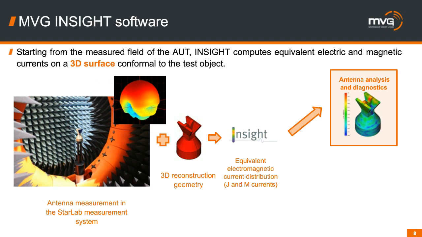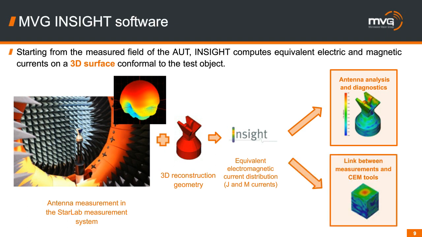Insight is able, starting from near-field or far-field measured radiation patterns, and defining a three-dimensional geometry conformal to and representing the antenna, to reconstruct the equivalent electric and magnetic currents related to a radiator under test. Here, a horn measured in the Satimo near-field system is shown with the related Insight post-processing workflow. From the distribution of the equivalent currents, it's possible to understand better how the antenna is working, and these results are in agreement with the expectation from the antenna design. The more detailed the geometry, the more diagnostic information is available.